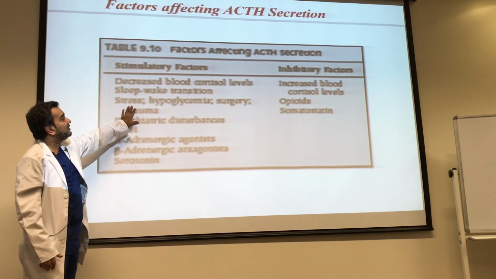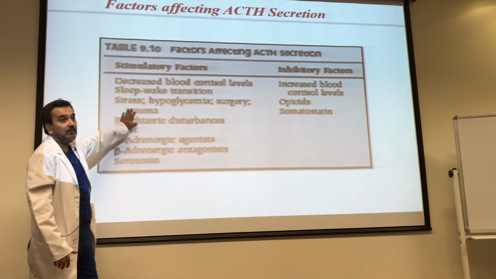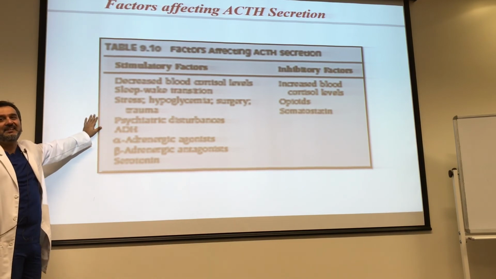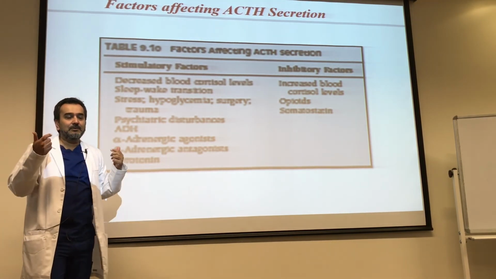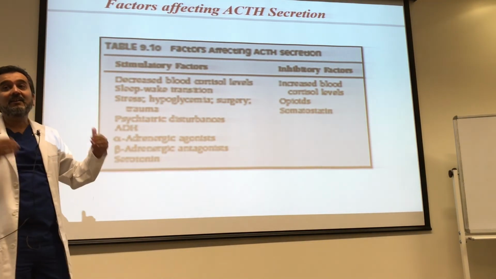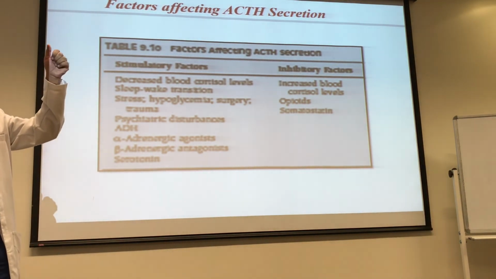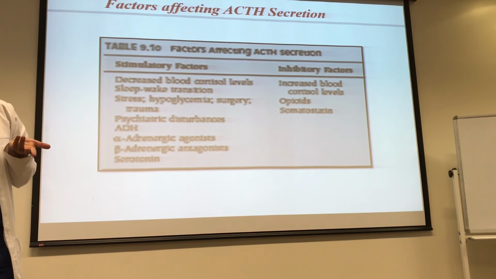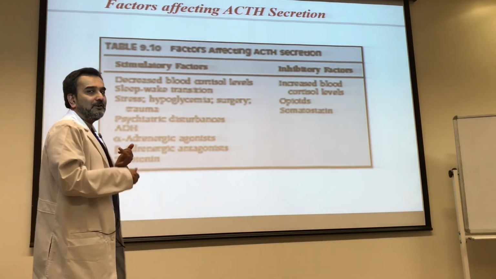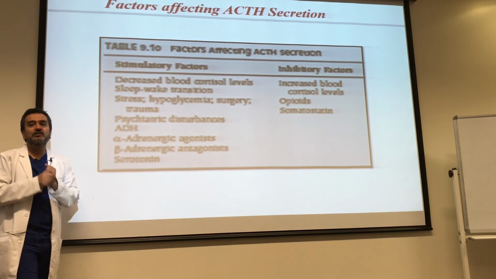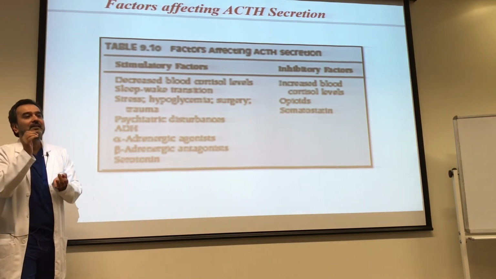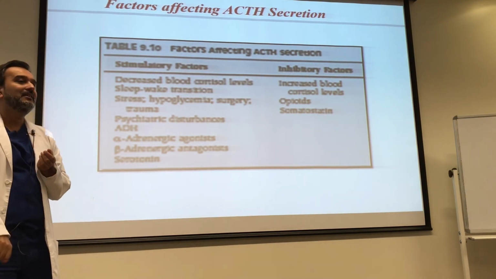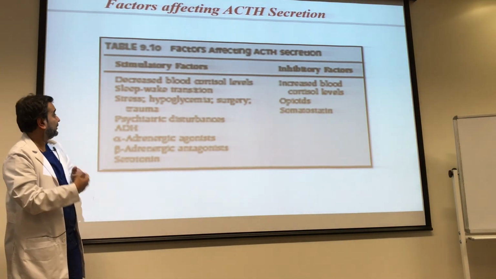You might also have stress, hypoglycemia, surgery. These are also factors which are going to increase the ACTH, and as a result, you have increased cortisol secretion. Cortisol is a hormone which is released in any type of stress, and usually it is because of ACTH. Stress, hypoglycemia, and surgery increase ACTH secretion. As a result, cortisol is going to go up.